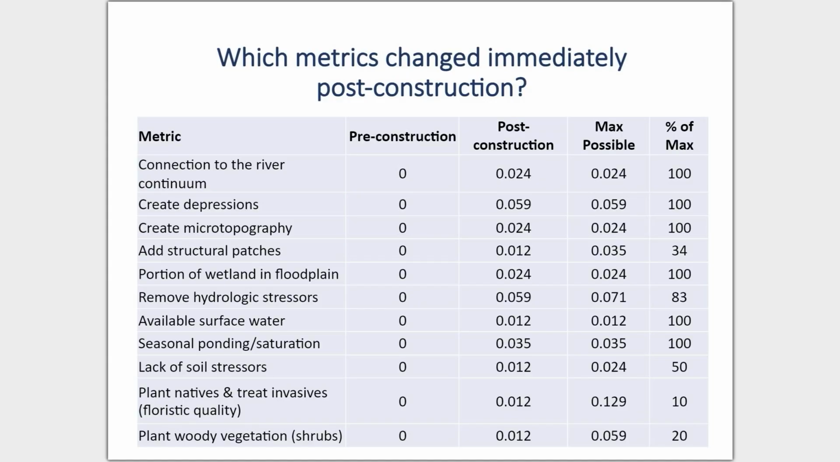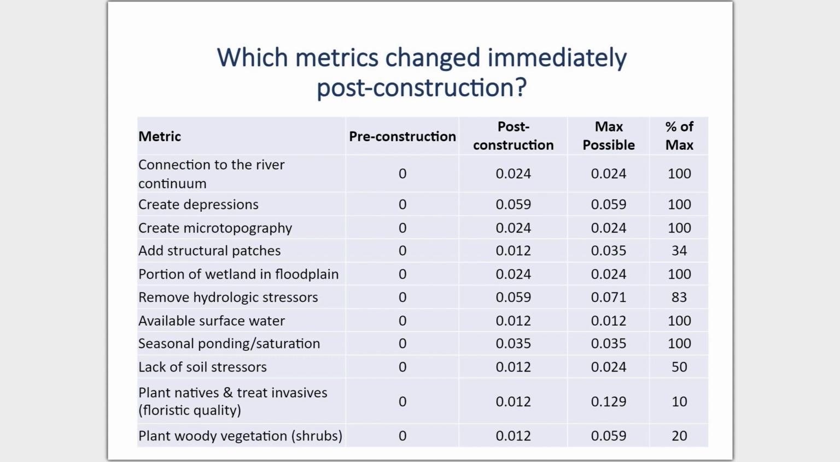The portion of the wetland in the floodplain, they got 100% of that metric immediately post-construction. Removing hydrologic stressors, they did not get all of that score, but they got a good chunk of it. Adding available surface water, so again, those would be up to 10% of the site could be in open water, and that would provide some credit. Once you get over 10% of the site, it's going to start detracting from your score.